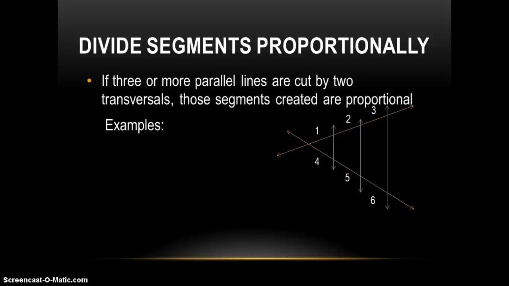Dividing the segments proportionally. If 3 or more parallel lines are cut by 2 transversals, those segments created are proportional. So some examples of this would be 1/4 equals 2/5, because 1 corresponds with 4 and 2 corresponds with 5. 1/4 equals 3/6, and 2/5 equals 3/6.